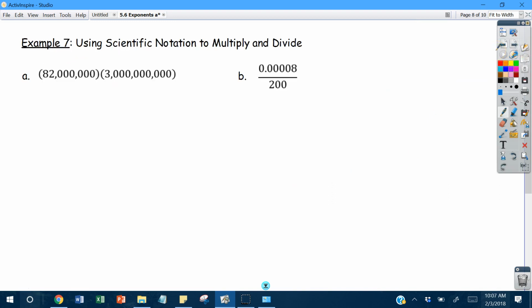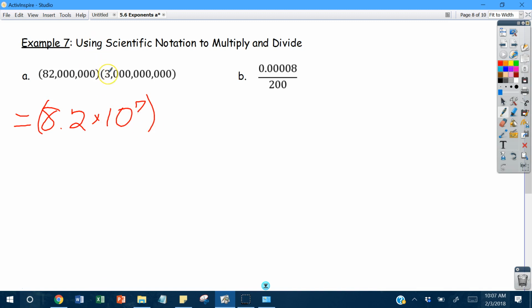So this is probably a more realistic example, where you start with numbers that have a ton of zeros and they're really kind of a pain to look at. The idea here is we can use scientific notation to make our lives easier by first converting the numbers to scientific notation and then doing the multiplication. So let's do that. Let's convert that 82 million into 8.2 times 10 to the 7th power. And if we do this right, this will look just like the last example.